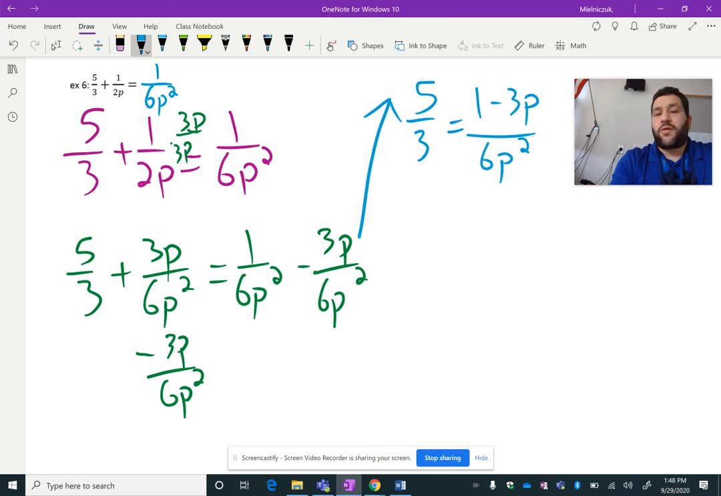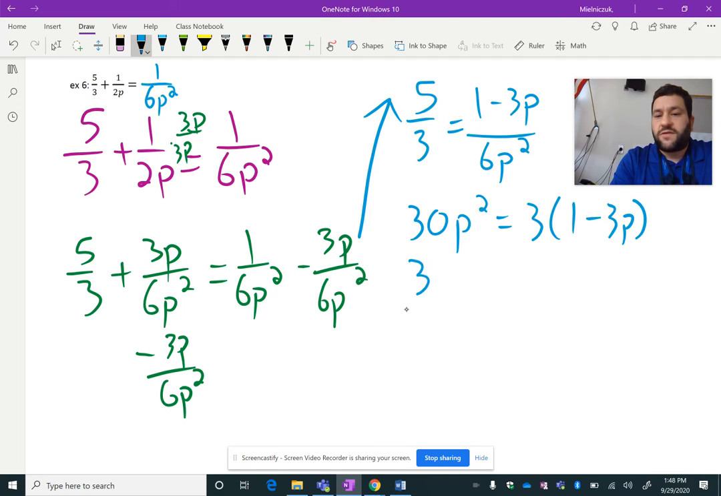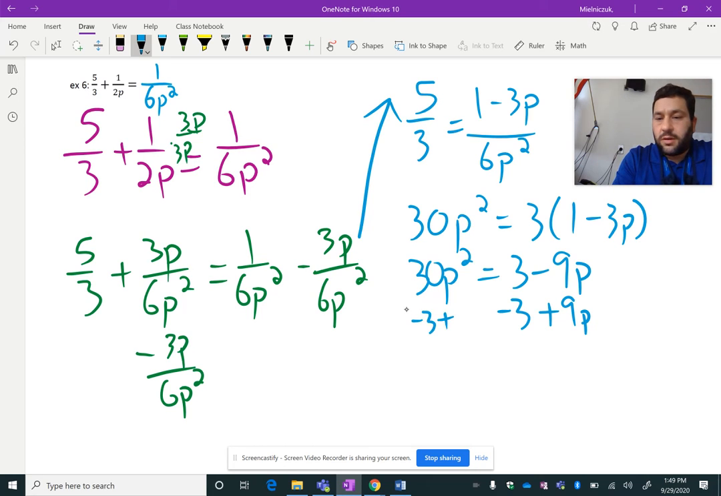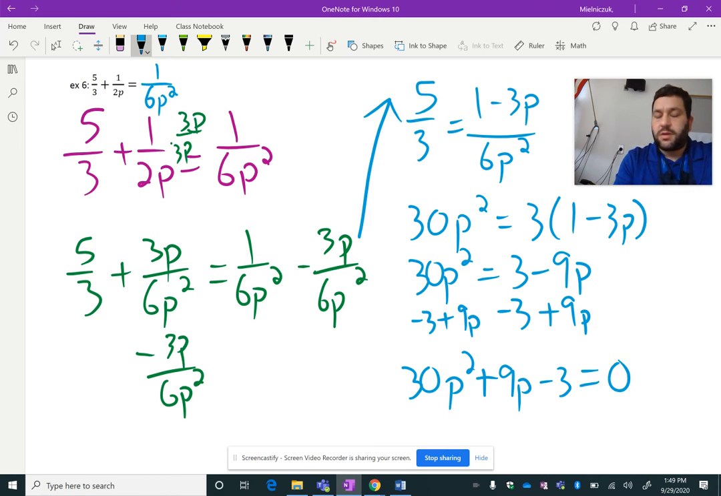Now I'm set up for my cross multiplication. So I'm going to get 30p squared equals 3 times 1 minus 3p, which means 30p squared equals 3 minus 9p. I'm going to subtract 3 and add 9p to both sides to get 30p squared plus 9p minus 3 equals 0.